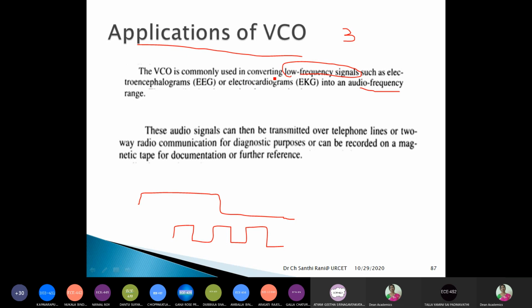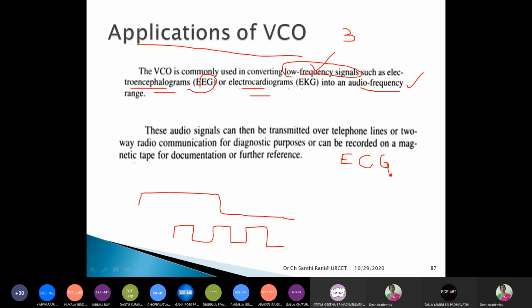So these voltage controlled oscillators are commonly used in converting low frequency signals into the audio frequency range. So where do we have these low frequency signals? Low frequency signals such as EEG, electroencephalogram, and electrocardiogram, which we also name ECG.